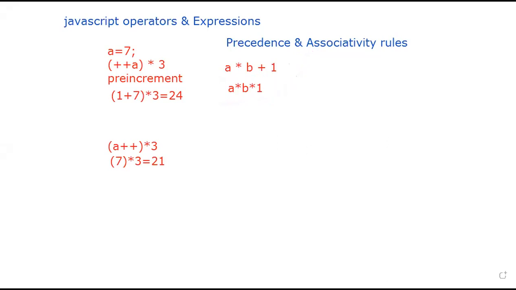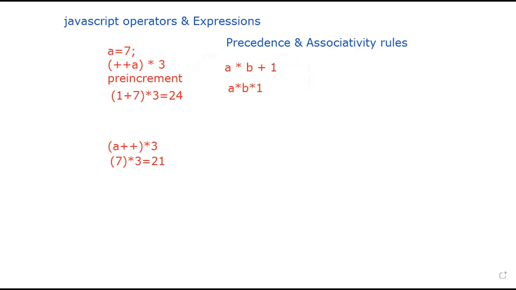Is that clear? So when to follow precedence rules? Precedence rules are followed when different types of operators are in an expression. When to follow associativity rules? When you see that the same type of operators are in an expression, you follow the associativity rules. Some rules also apply for pre-increment and post-increment. Is it clear, precedence and associativity? You have to explain this under JavaScript operators and expressions.